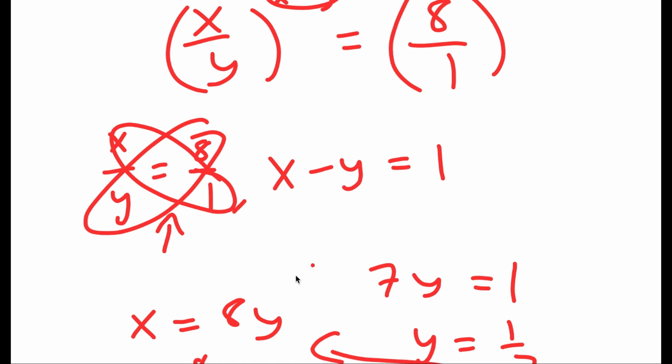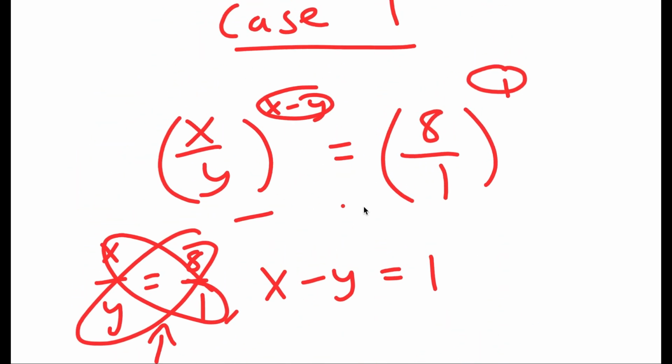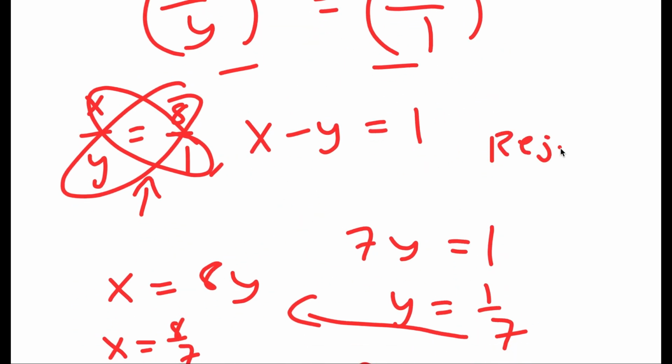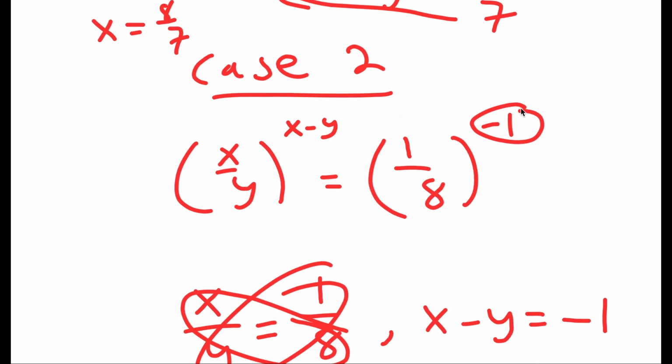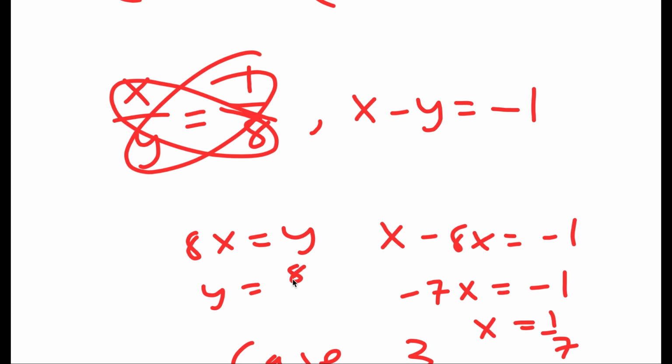So if you actually plug this in to here, this is actually rejected. So this case is rejected. Now going to case 2, I have 8x is equal to y, and x minus 8x is equal to negative 1. So for x minus 8x equals negative 1, this means that I have negative 7x is equal to negative 1, meaning x is equal to 1 over 7. And when x equals 1 over 7, y is equal to 8 over 7.